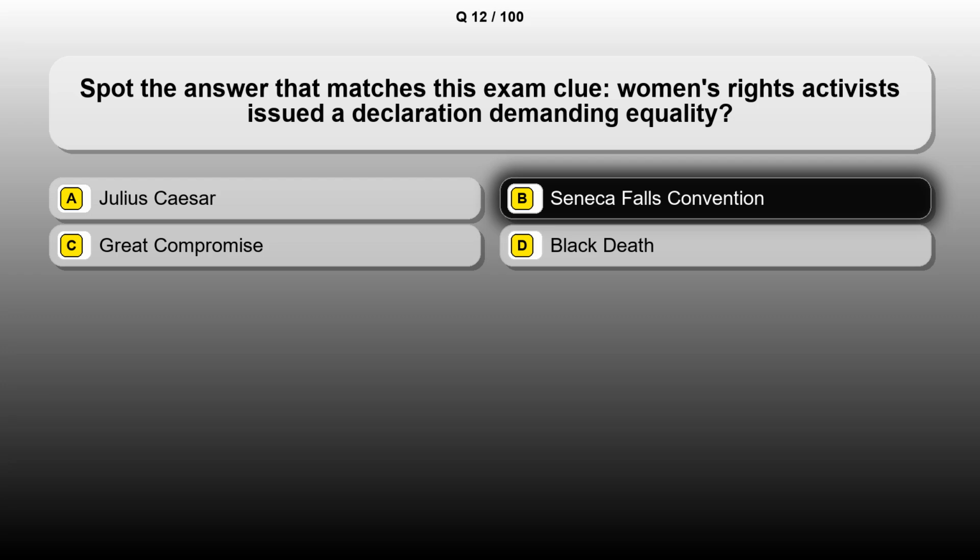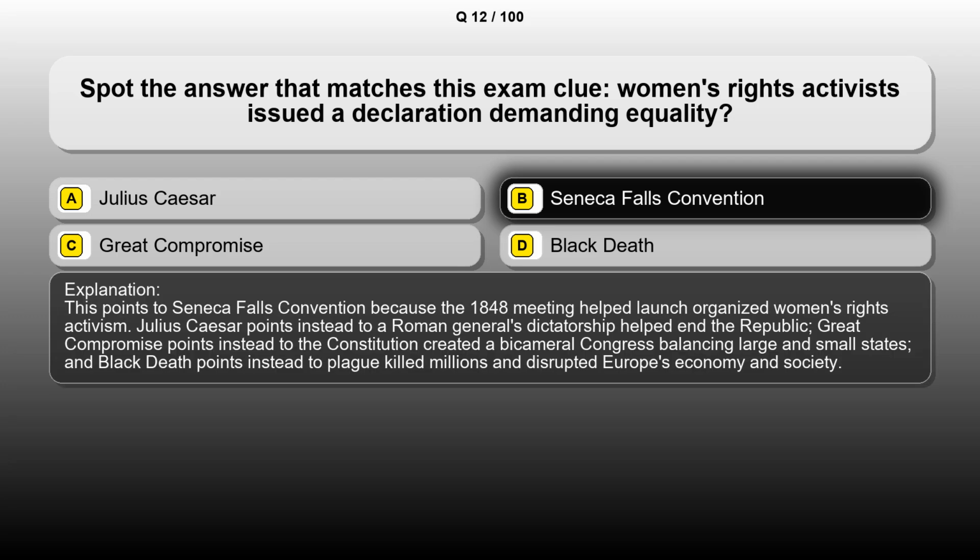The correct answer is option B, Seneca Falls Convention. This points to Seneca Falls Convention because the 1848 meeting helped launch organized women's rights activism. Julius Caesar points instead to a Roman general's dictatorship helped end the Republic. Great Compromise points instead to the Constitution created a bicameral Congress balancing large and small states, and Black Death points instead to plague killed millions and disrupted Europe's economy and society.